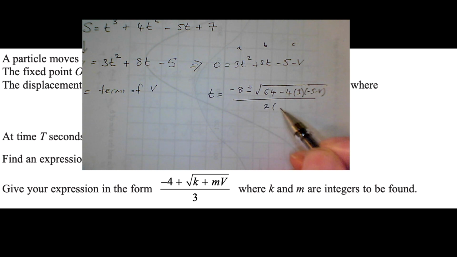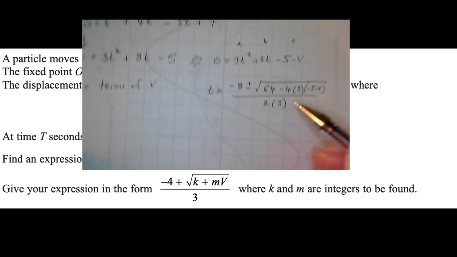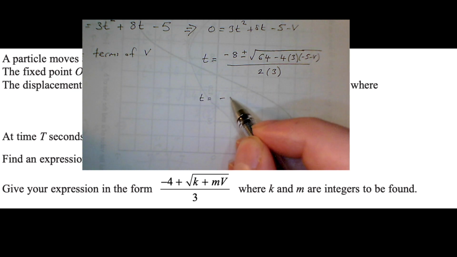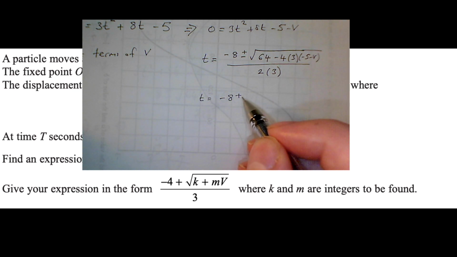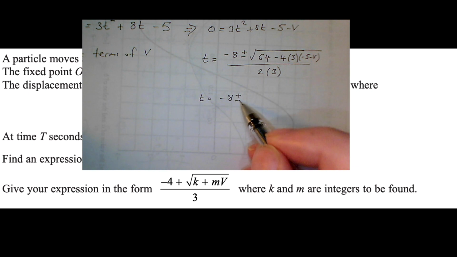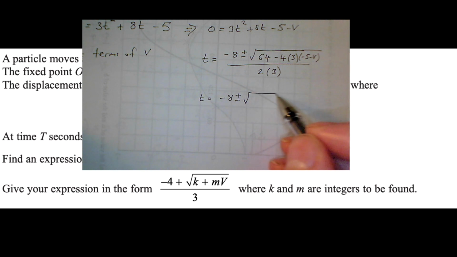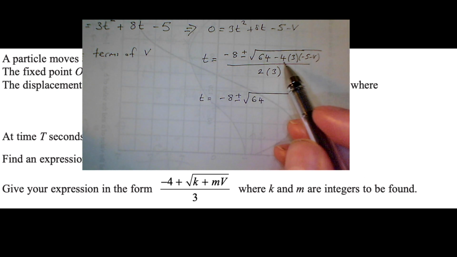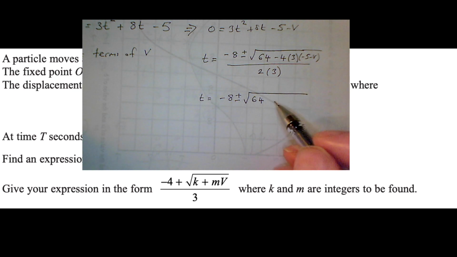So all I'll do now is tidy this up, and hopefully I'm going to get 4 marks. I think this is a 6-mark question. This is virtually half a grade, this question, so it's very valuable. Minus 8 plus or minus the square root of, now, minus 4 times 3 times minus 5 is going to be plus 60. Make sure you get the signs right. And minus 4 times 3 times minus v will be plus 12v, all over 6.